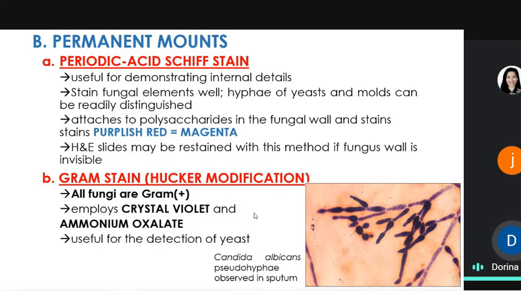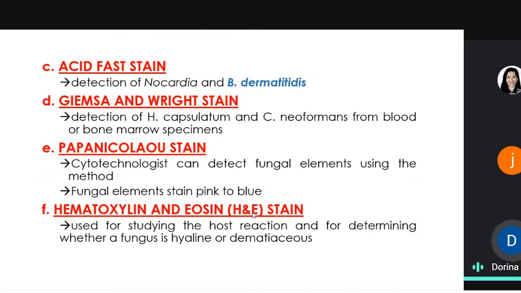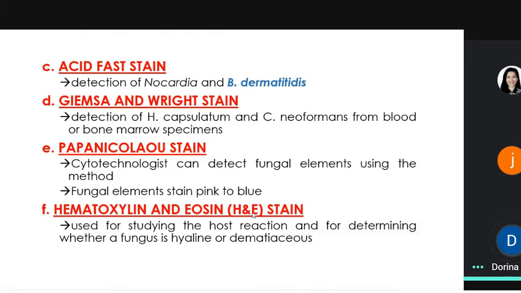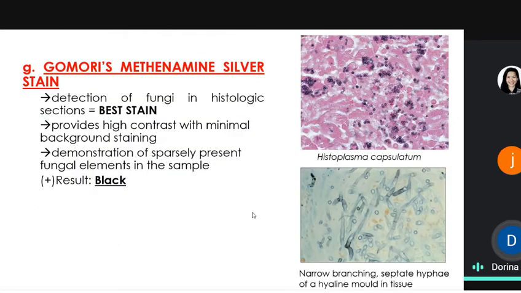So, anong reagent ang ginagamit sa gram stain when we're talking of mycology or the Hucker modification? We're using now your crystal violet and ammonium oxalate. Know what is the function of each. Now, this is useful for the detection of yeast. Then we have our acid-fast stain, which is, of course, also for your Blastomyces dermatitidis. You have your Giemsa, you have your Papanicolaou, and your H&E.